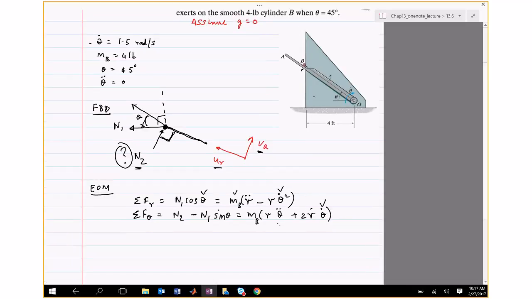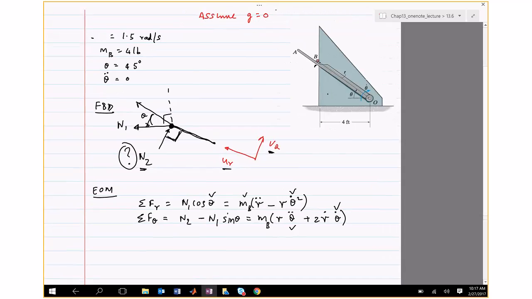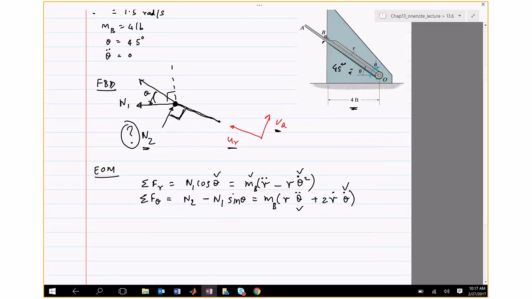We know what theta double dot is. Do we know what r is? No. Can we get r somehow? This is 45, so you know what theta is. But you also know that this is 4 feet. Can you use that to find r? So if you look closely, r cosine theta is equal to 4, and that length 4 is going to be a constant, right?